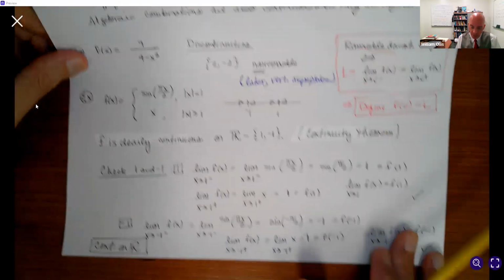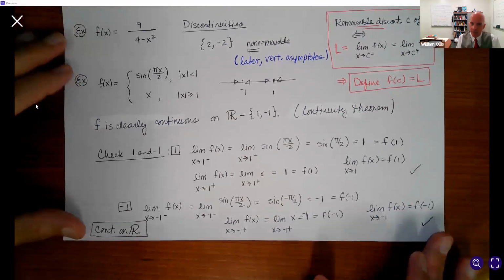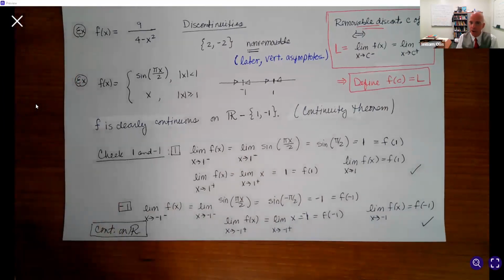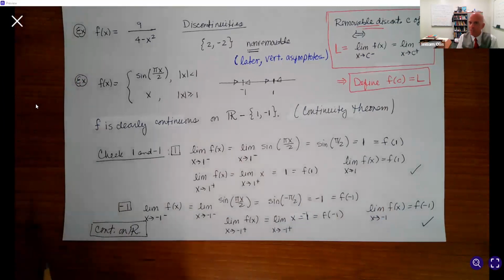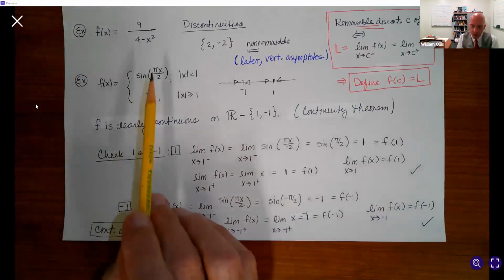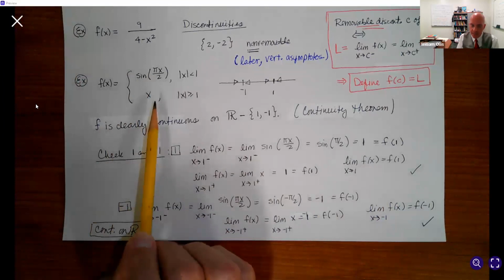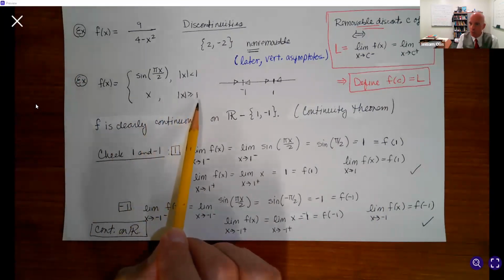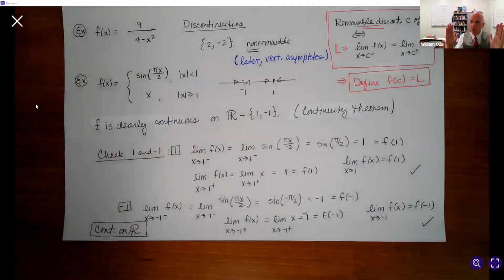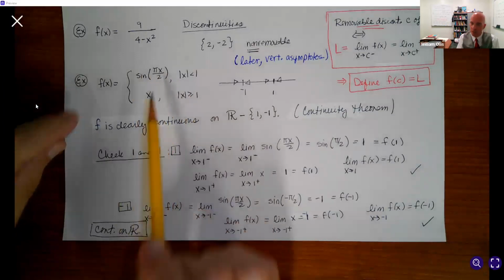So that's really simple. Now, what we want to do, and this is a nice WebAssign problem, and I just want to show you the analysis that I did here. It's very simple. It's long, but only because it has to be. Notice we have f of x is a function in pieces. It's x when the absolute value of x is greater than or equal to 1. And if we're in between 1 and negative 1, we have sine of pi x over 2.